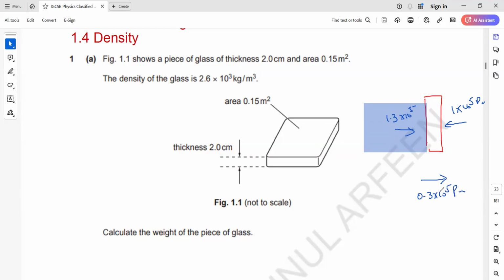The question is not to calculate the pressure. The question is to calculate the force. We have the cross-sectional area, which is given as 0.15 meters squared. So if you want the force, force is pressure, which is 0.3 into 10 to the power 5, multiplied by 0.15, the cross-sectional area. That is 4,500 Newton. And because the pressure from the water outward is more than the inward, the resultant force will be outward.